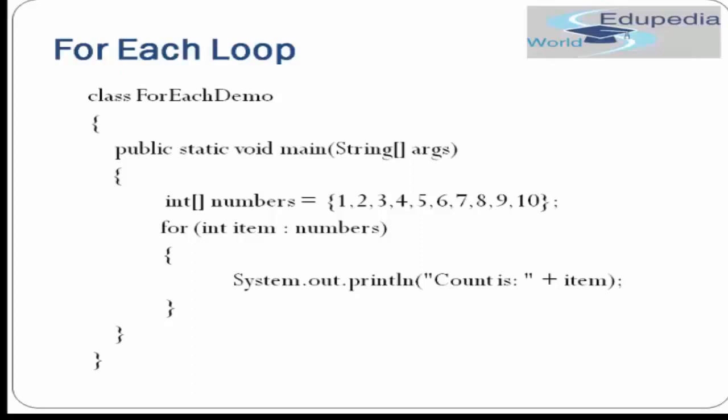So what happens in this? This int item will pick up an item from the array numbers one by one. For the first iteration, it will pick the item as 1 from this array numbers, and it will print that over here. The count is item, which is 1. In the second loop, it will go for 2. Similarly, in the third loop, it will go for 3. It will keep on reading the whole array till the array ends, picking each item one by one. So you need to make sure, if you are taking an array of integers, then the data type of this variable should also be an integer.